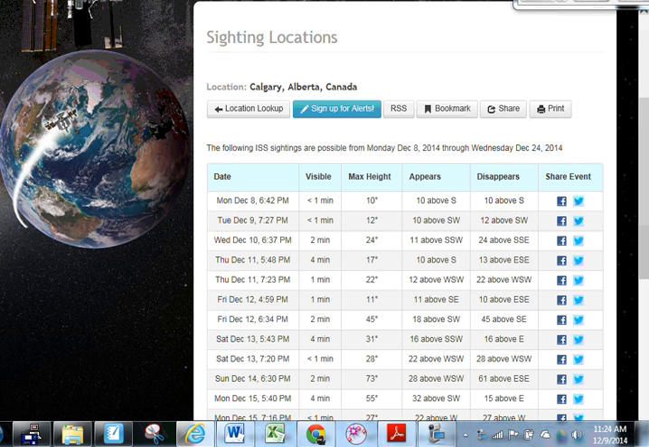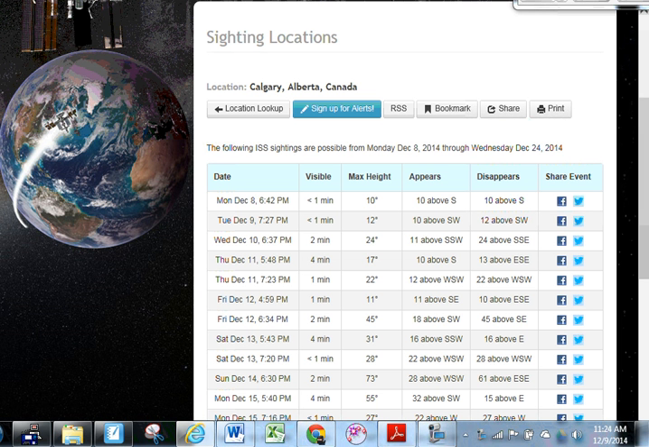Thursday, it lasts 4 minutes. That's a good one, but it's only 17 degrees above the horizon. We don't see a real good one until probably about Friday, I guess. Friday, 45 degrees above the horizon. That's pretty good, actually. Look up at 45 degrees, you should see it. It lasts for 2 minutes.